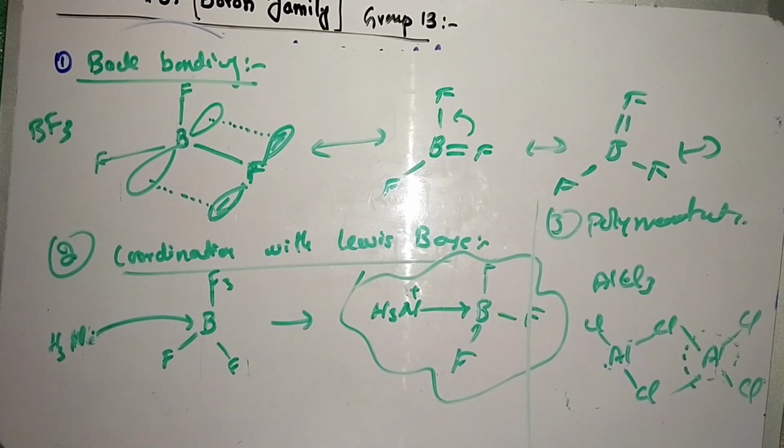In the next class I will take up the anomalous behavior of boron. After that, the comparison of boron and aluminum: some similarities between these two atoms, and the dissimilarities.